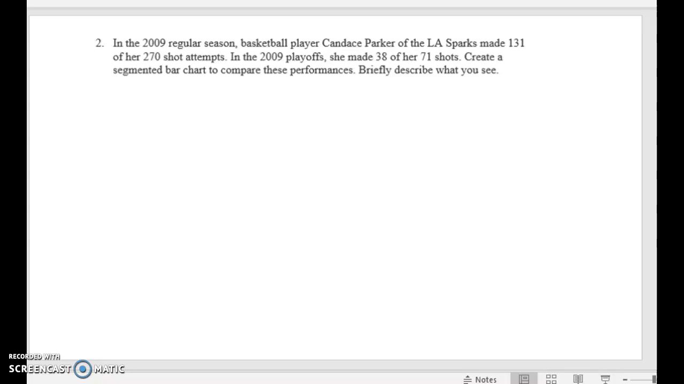Hi guys, for number 2, we're asked to create a segmented bar chart, which is very similar to a regular bar chart, but for a segmented bar chart, we stack our bars. So let's go ahead and dive right in.